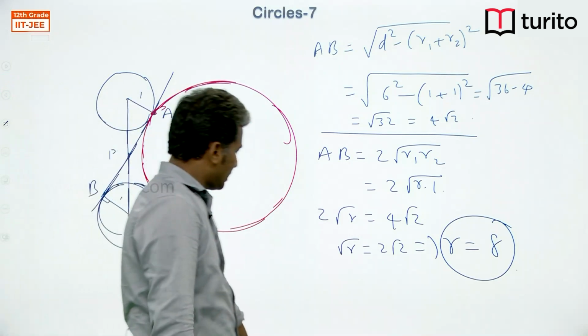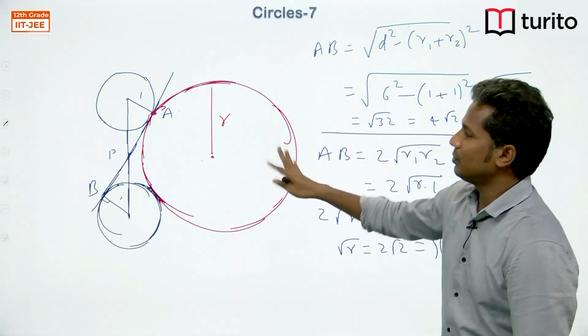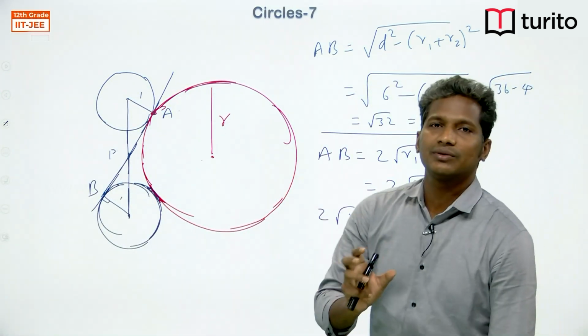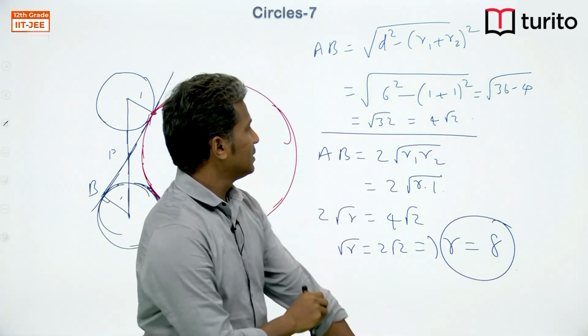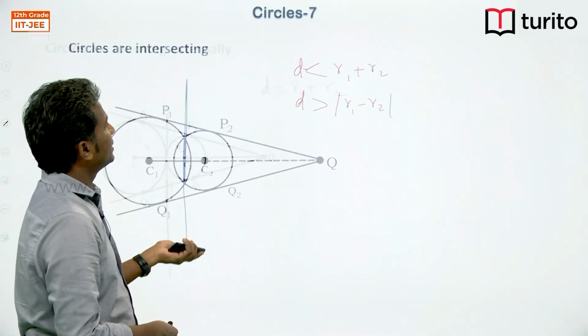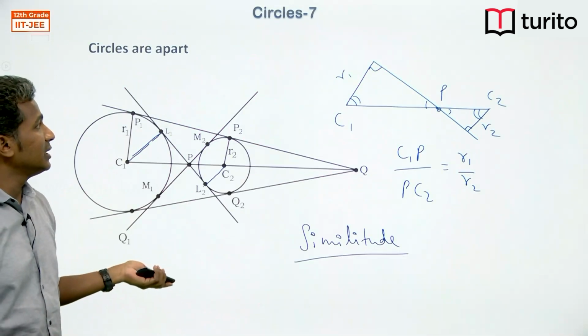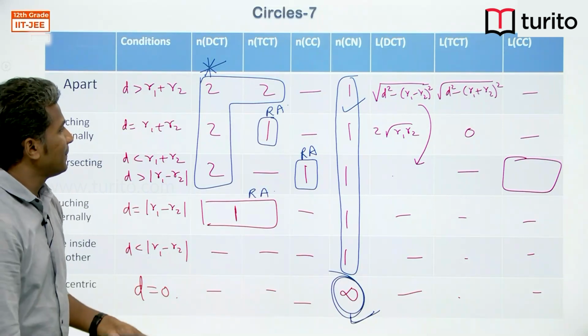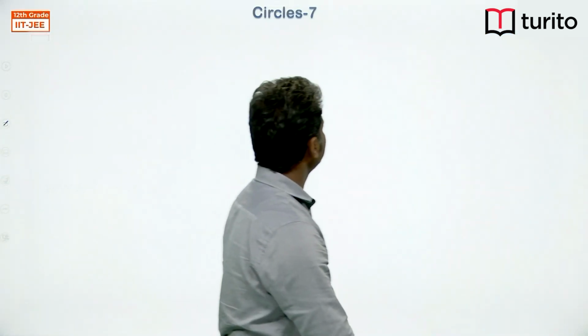Here if you notice, we solved this problem only by using the lengths of the tangents. So these are the applications of the clarity that we have developed with this tabular discussion. Can we move on to the next question?